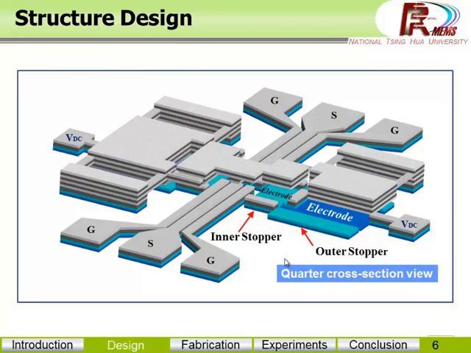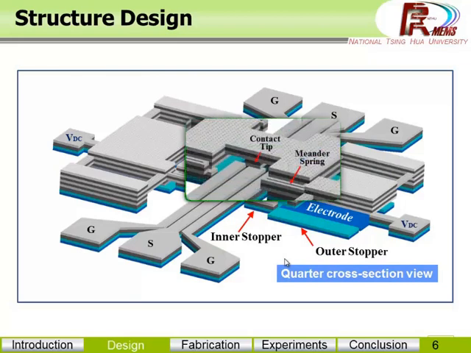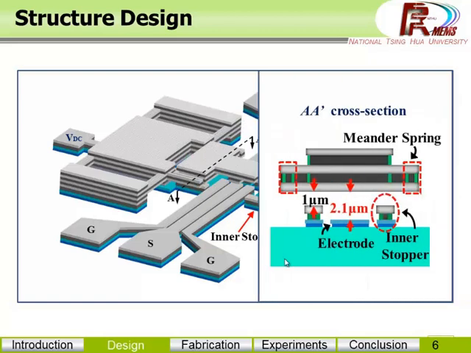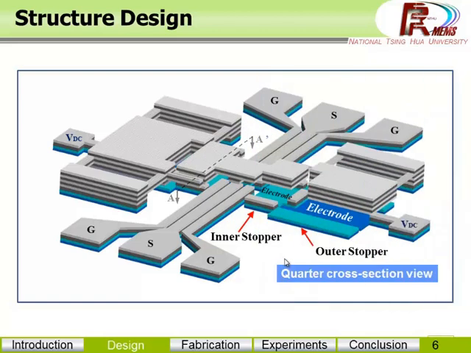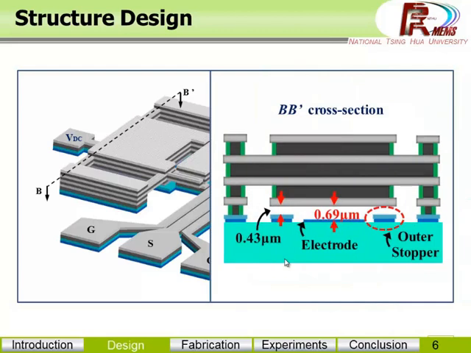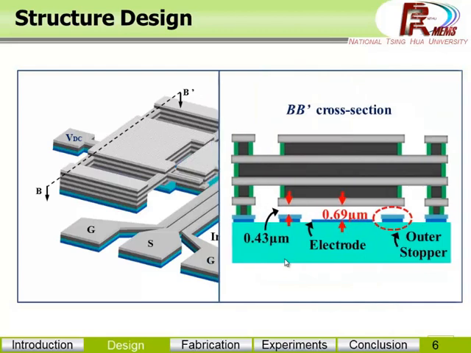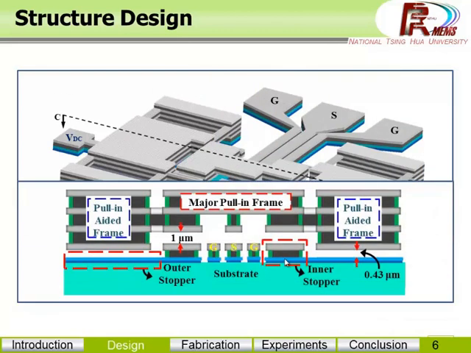Let's see some drawing views and cross-section views. Here is the drawing of the central contact region, and we can see the contact tip here is used for passing the signal. Its AA cross-section view shows the profile of the major pulling frame. Its BB cross-section view shows the pulling-added frame. And its CC cross-section view shows the profile of the total structure with the GSG coplanar waveguide, which is the ground-signal-ground RF signal lines.